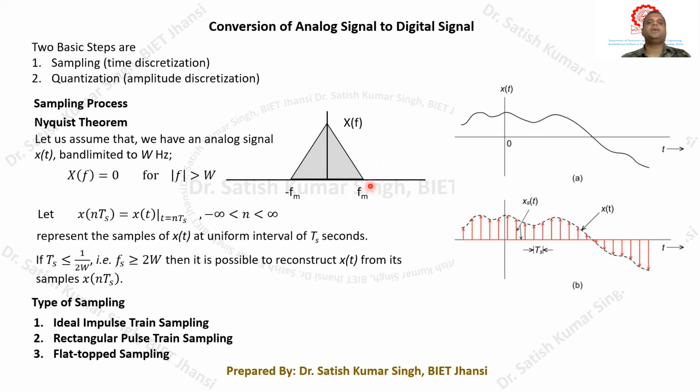So what I'm saying is, let us suppose we have an arbitrary analog signal x(t) whose Fourier spectrum is known to us, and its maximum frequency component is equal to W. Beyond W there are no frequency components in this x(t). So we can write that if it is band limited to W, it means that the Fourier spectrum X(f) equals 0 for |f| greater than W.